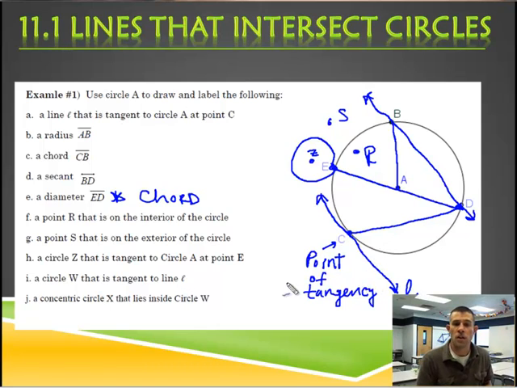And if we wanted a circle that is tangent to it, we can draw any kind of circle here, but we'll just draw a small circle right here. And we'll call that circle W. And then finally a concentric circle X that lies inside circle W. Well, you can see here that I've drawn way too small a circle, but there are two concentric circles.